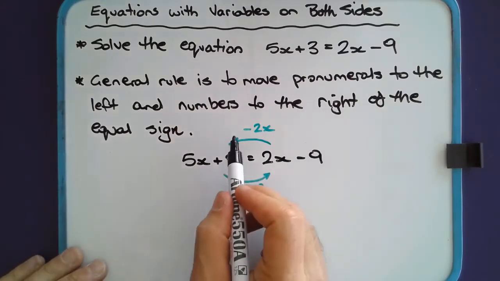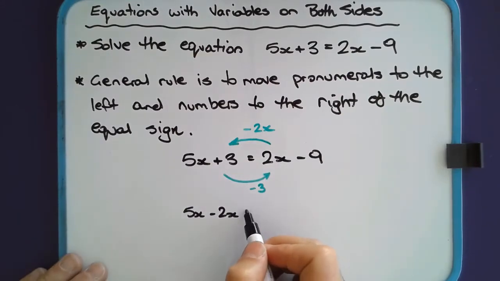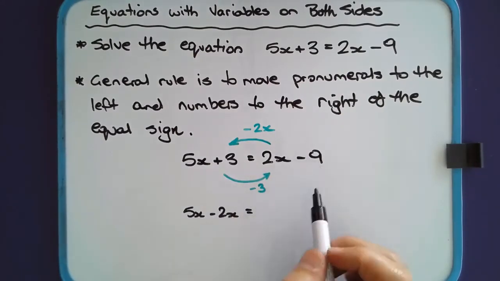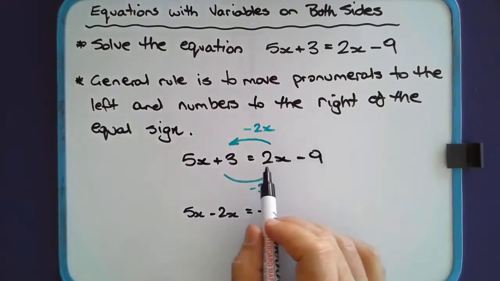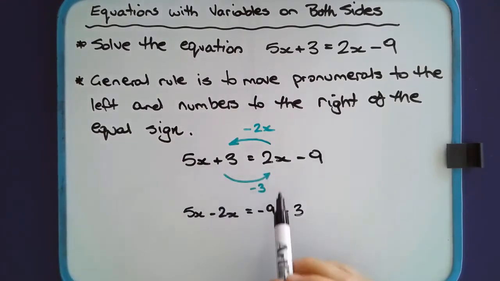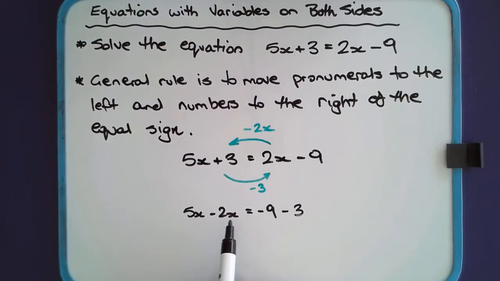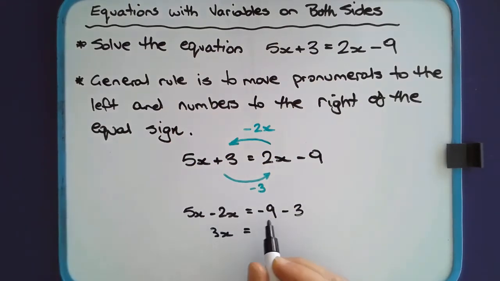Okay, so let's write the next line of the equation in. So we have 5x minus 2x is equal to, now the negative 9 stays where it is, it's anchored in place, it doesn't have to move. Now we're going to subtract another 3, as this positive 3 moves over and becomes negative 3. So let's solve this now. It's a lot easier now to solve this equation. 5x minus 2x, collect the like terms, we get 3x. Negative 9 minus 3 is negative 12.